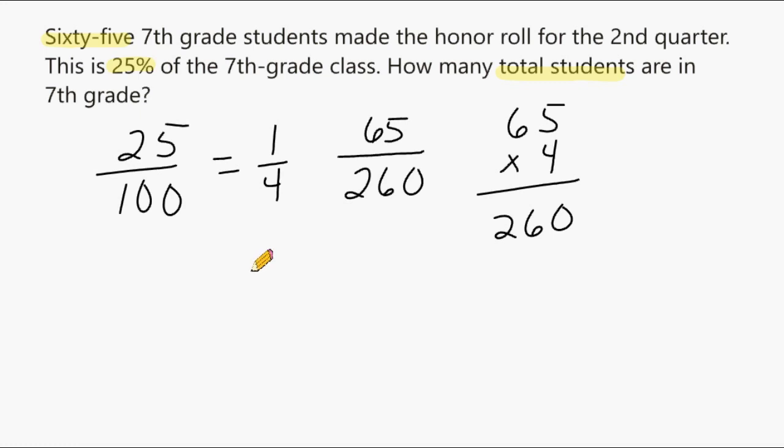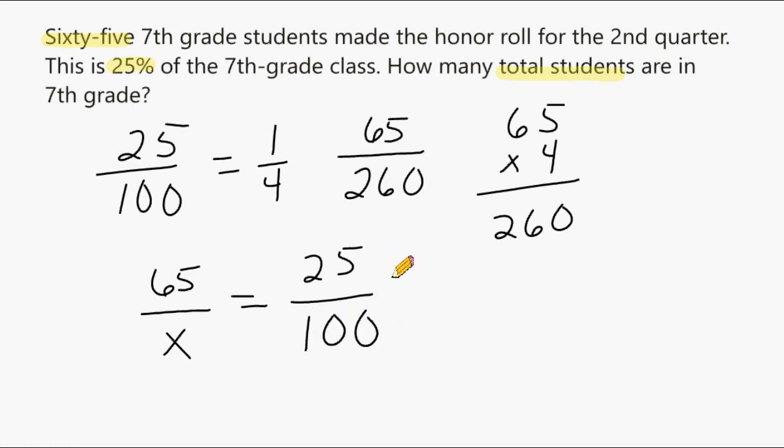Now, another way that we could have determined the total is by setting up a proportion. Whenever setting up a proportion, I like to understand that the top is the part and the bottom is the total. So we're going to put 65 on the top here out of some total that we're actually looking for. And over here, it is given that this is equivalent to 25%. So we're going to express the part as 25 and the total as 100.